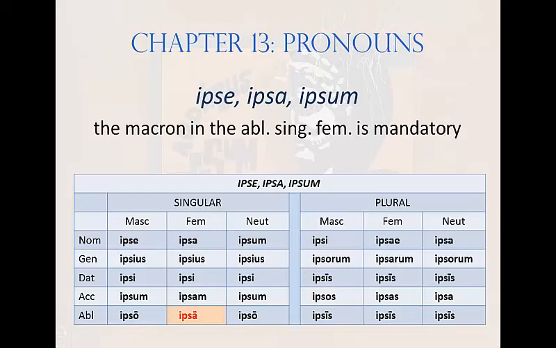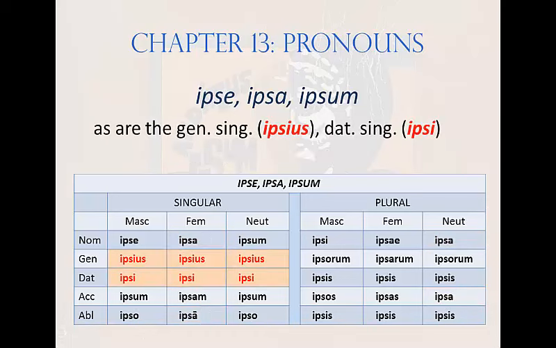And by now you should be used to mandatory long marks in the ablative singular feminine of any form which follows first declension. In first declension, or anything like it, this macron is mandatory because it distinguishes the ablative singular feminine from its nominative singular counterpart, as well as the neuter nominative and accusative plural forms.